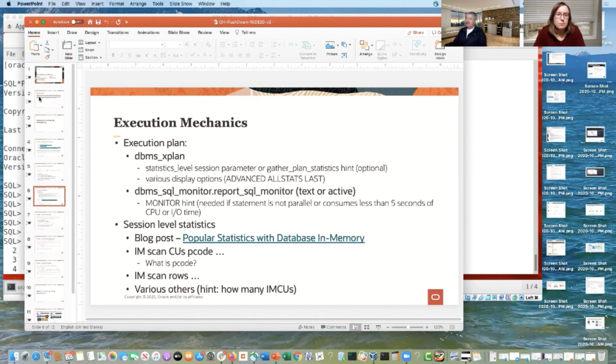And so we have some blog posts about statistics. Statistics in general, and then execution plans, can help you determine whether Database In-Memory got used, and what parts of it helped speed up that query execution. And so that's kind of what this is about.